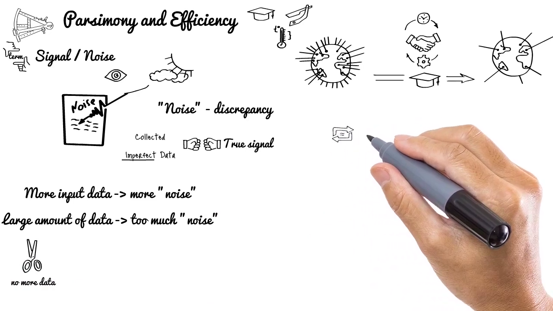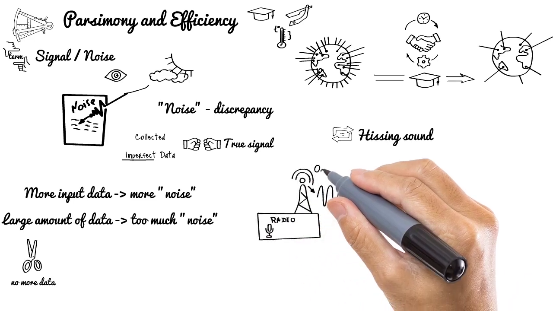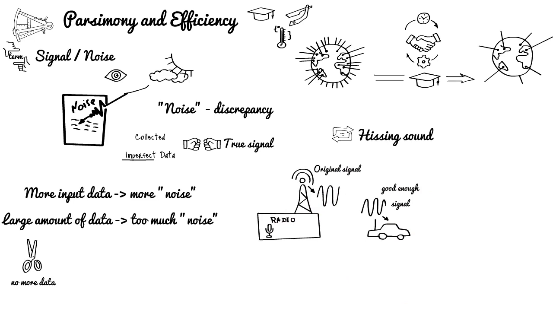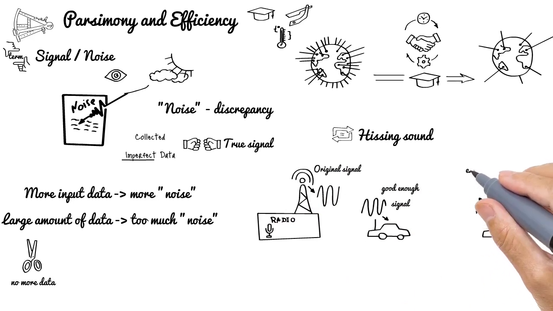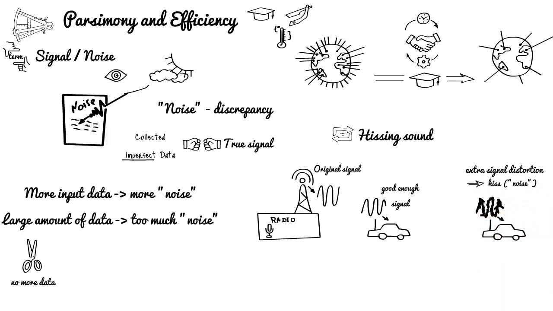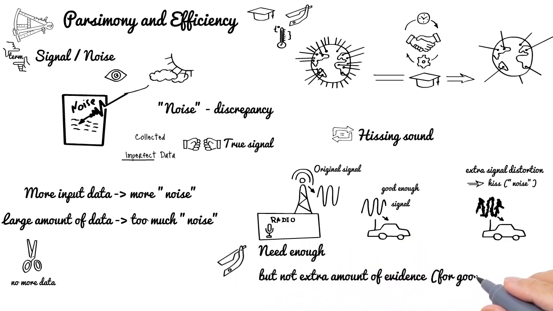It's like an extra hissing sound appearing when you're listening to your favorite radio. The initial signal comes out without any noise from your radio station's antenna. But with the distance increase from the station's antenna, the signal comes to your radio with extra distortion, causing this hissing sound from your speakers. At some point, with a large distance, there will be a high chance that your signal will be too noisy. So efficiency, parsimony, tells that we need enough but not an extra huge amount of evidence for preparing good statistics, because enough less noisy data will be collected.